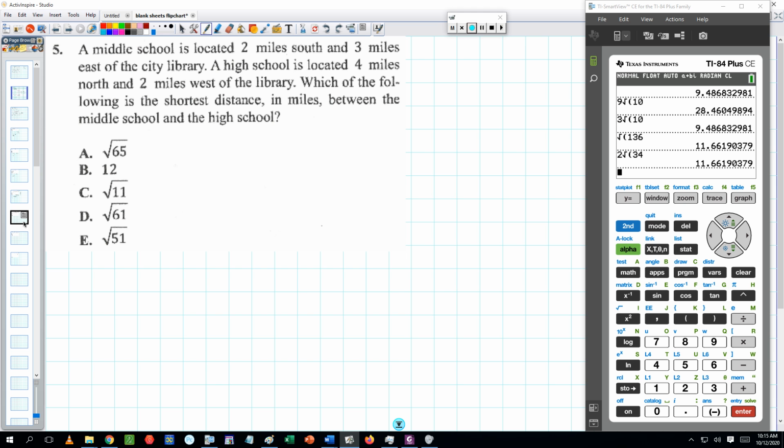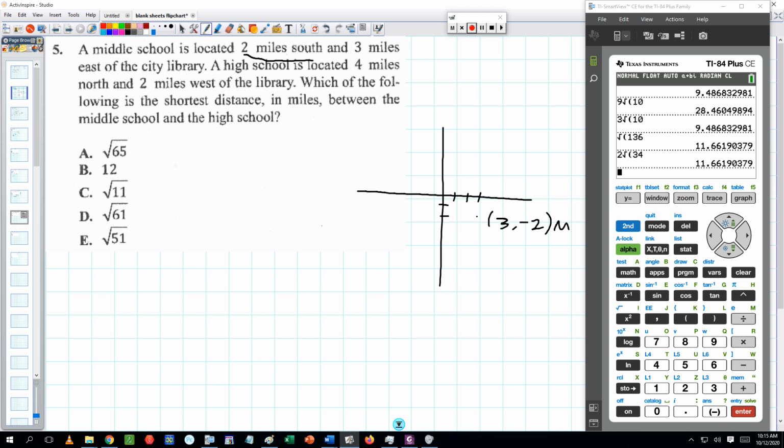A middle school is located 2 miles south, 3 miles east. I will need to do a drawing. South is down, east is to the right. So 2 down, 3 to the right puts me at +3, -2. That is the middle school.